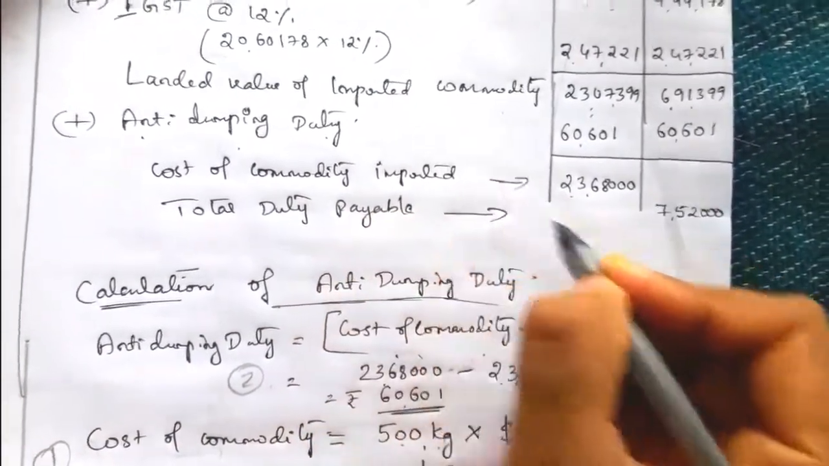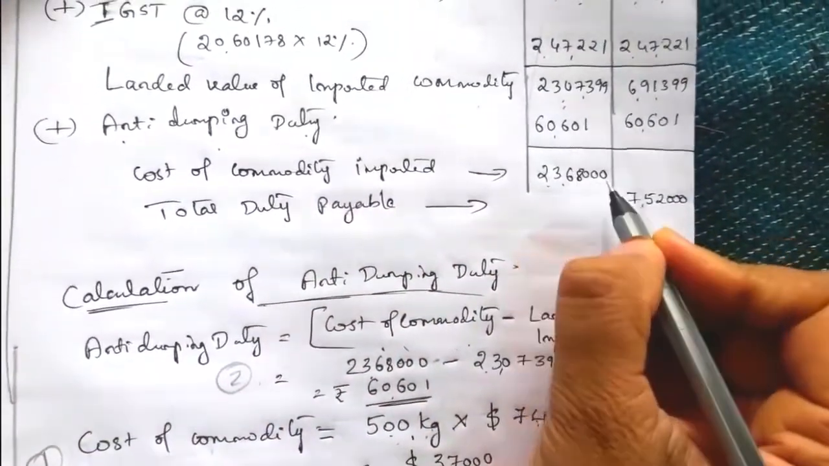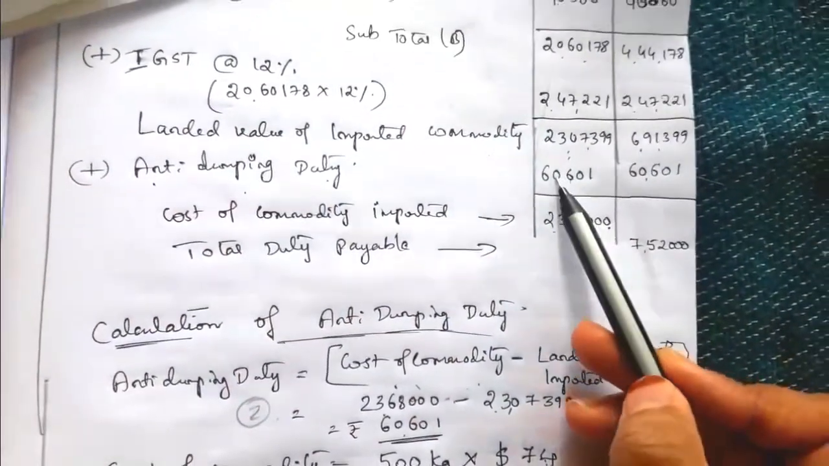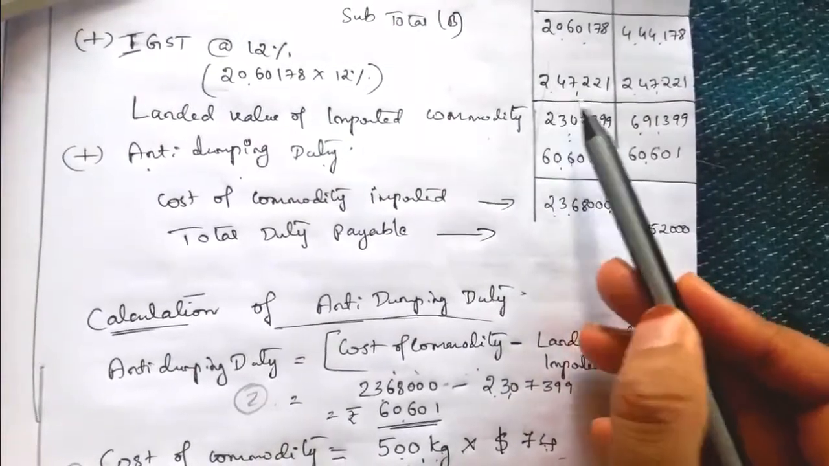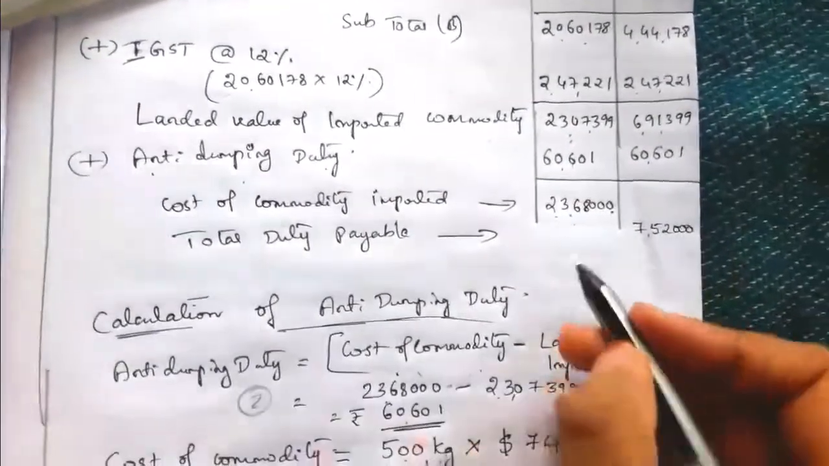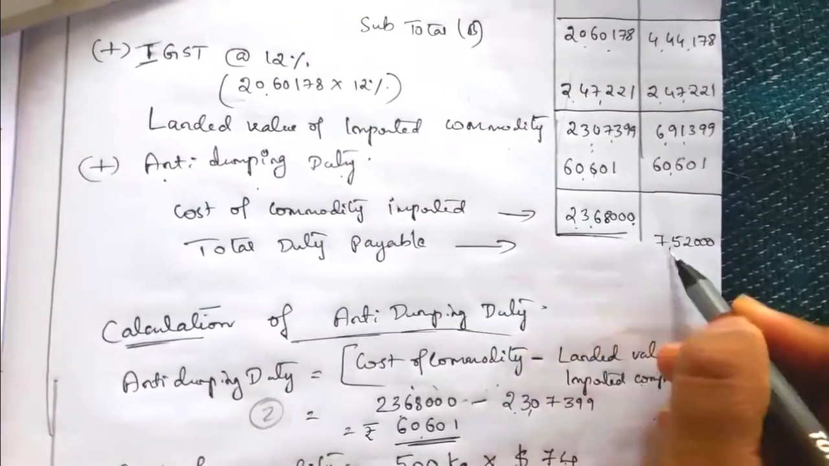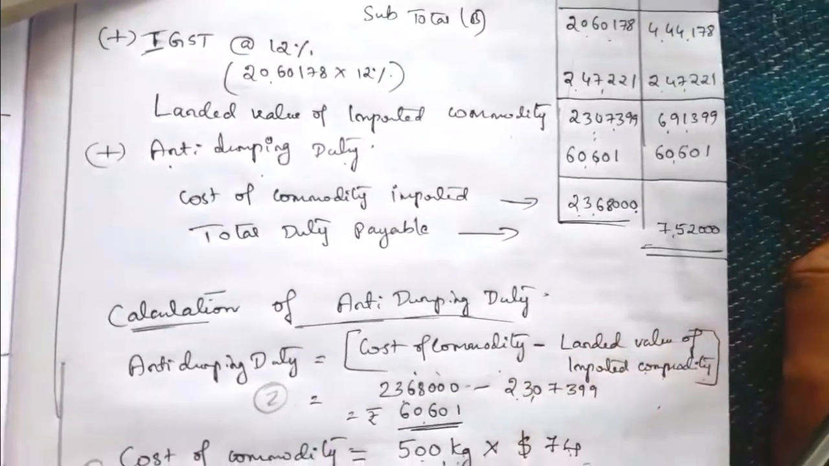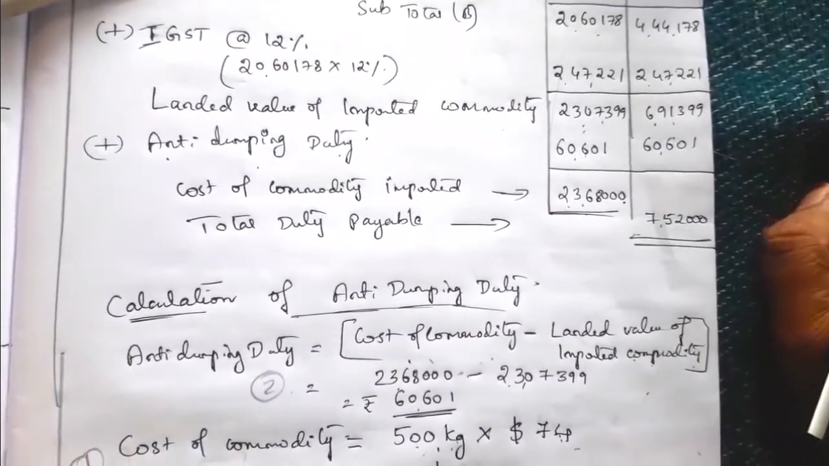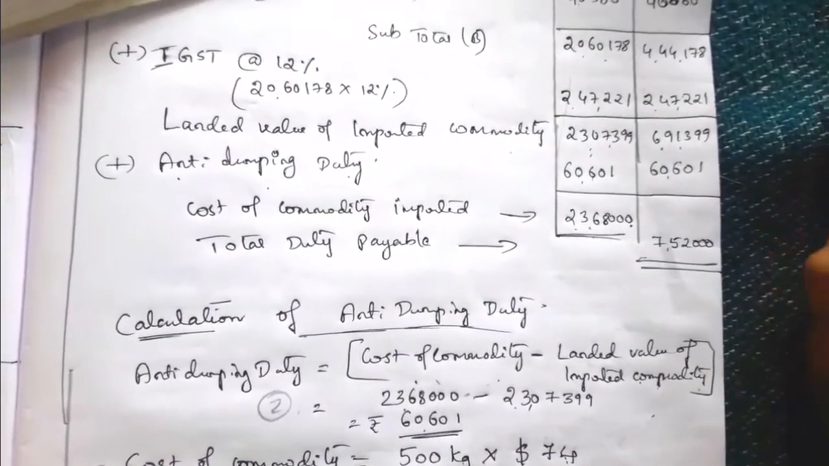So totally the cost of commodity imported is 23,68,000. Now if you want, you can calculate anti-dumping duty, which is nothing but the difference between the landed value of this and this, equal to 60,601. So this is the answer. Cost of commodity imported 23,68,000 and total duty payable will be 7,52,000.